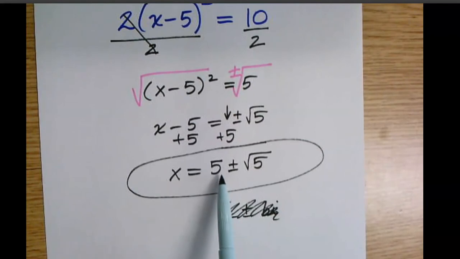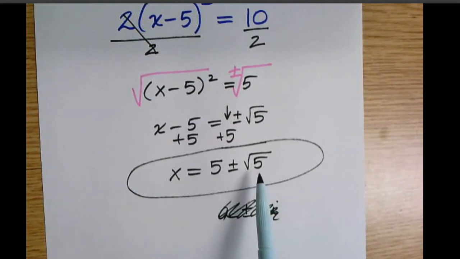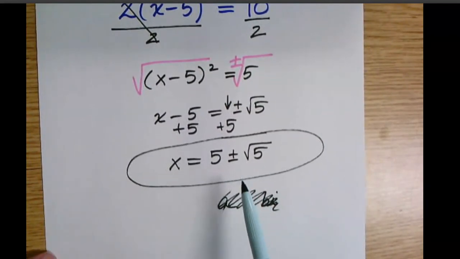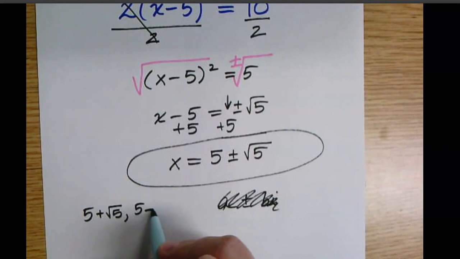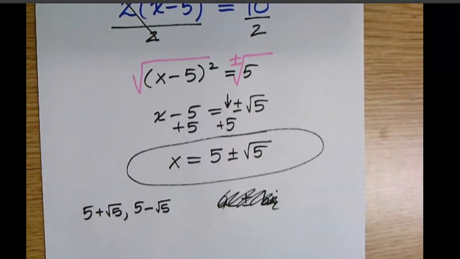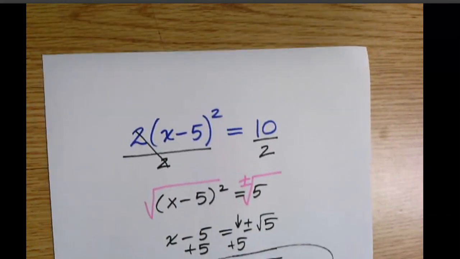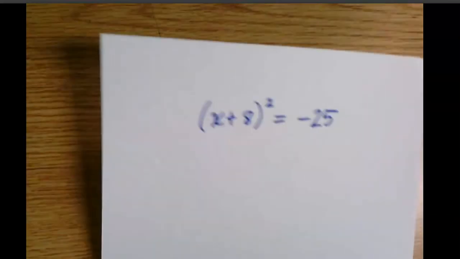Remember, please, that this is two solutions. And if we don't have a plus or minus button, that means we have to input it as 5 plus square root of 5 and 5 minus square root of 5. All right. Last square root one I want to work for you is right here.